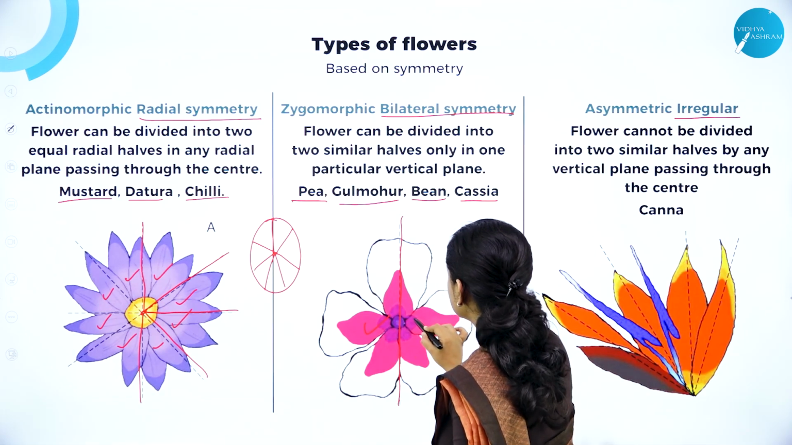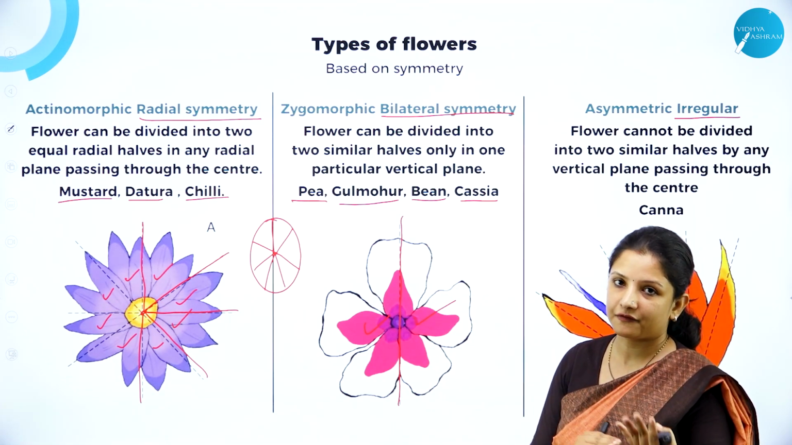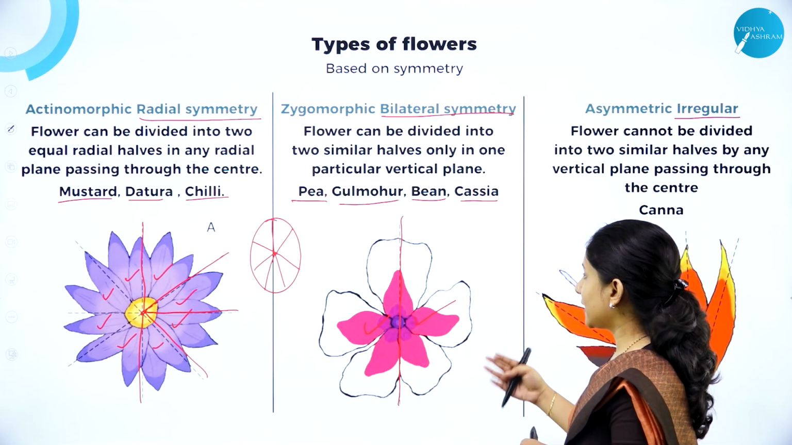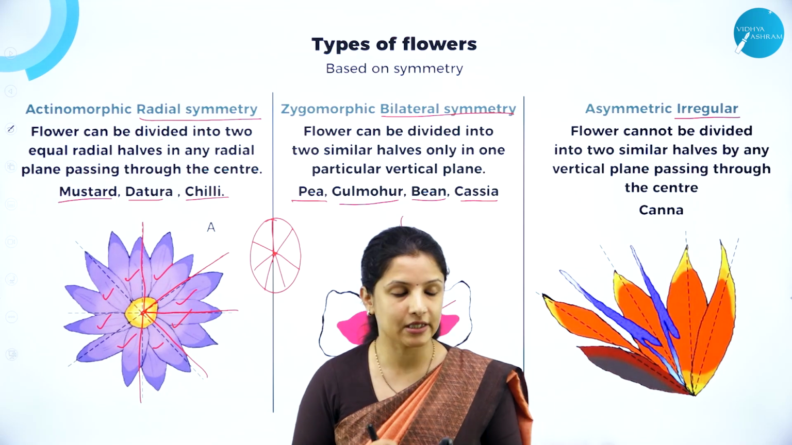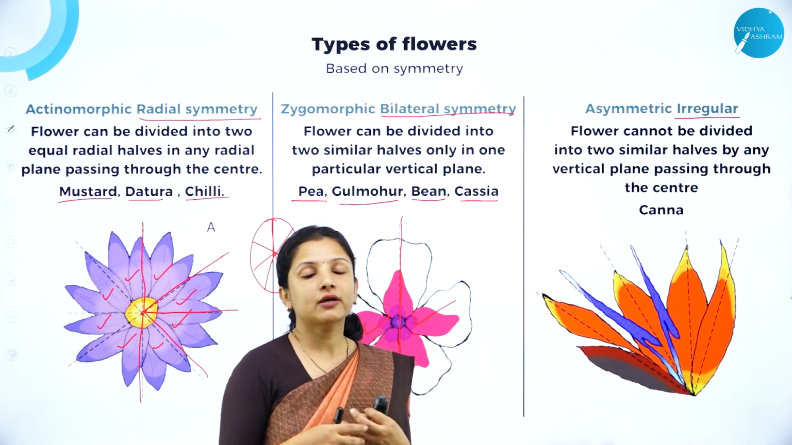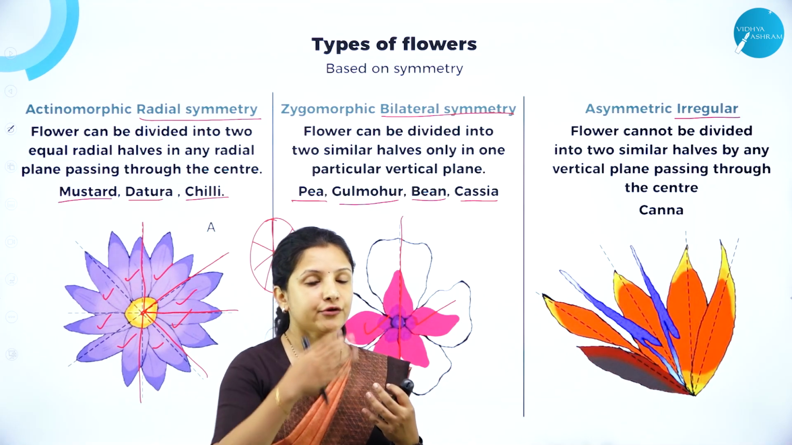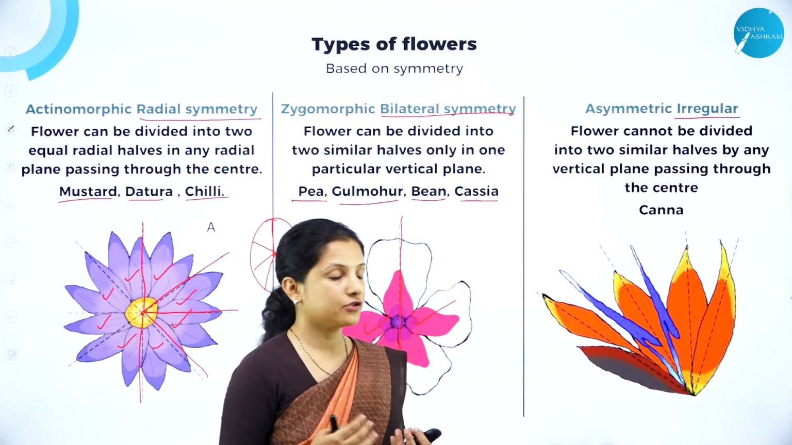This half is the mirror image of this half, or the right half is the mirror image of the left half and vice versa. So that is called bilateral symmetry and it is the zygomorphic condition. Next, talking about asymmetry, wherein they don't have a particular symmetry. However you draw the lines into different planes, you cannot divide the flower into equal halves.